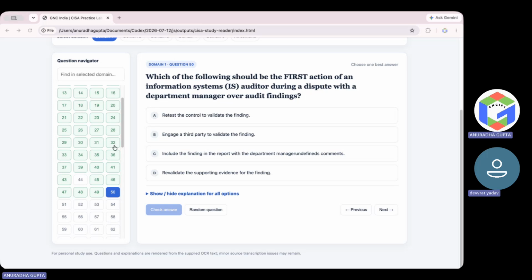So for this case, basically, where is the question? Yeah, let's check. D.